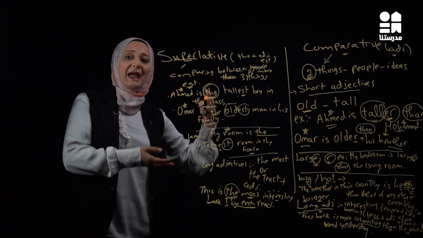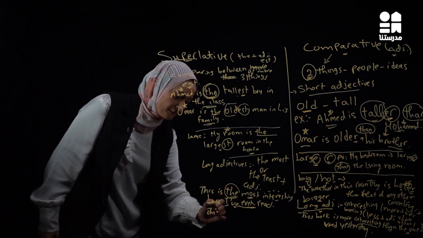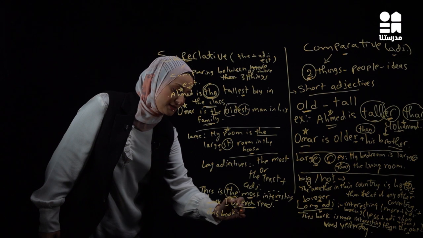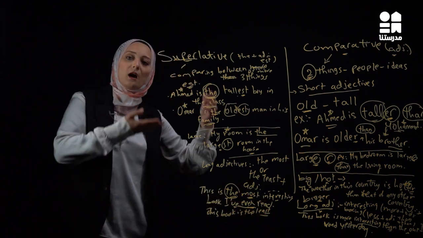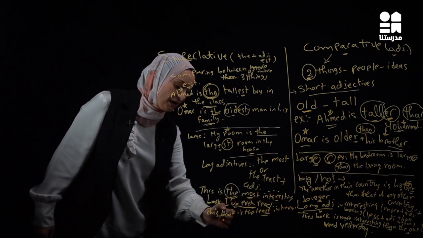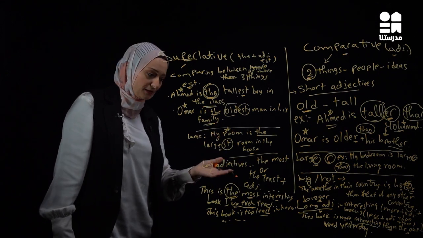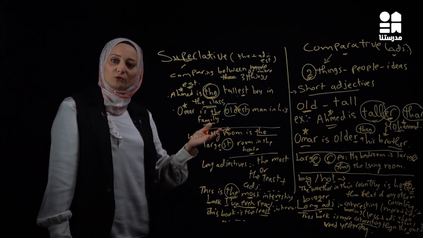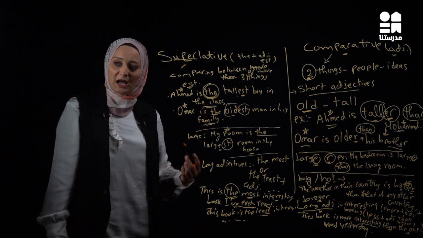طيب لو عايزه اقول الاقل واحد في اللي انا قريتهم، اقلهم، I say this book is the least interesting book I have ever read. Least يعني الاقل. الأقل فيهم the least interesting. And that's the rule for the comparative and superlative. Now let's get to the presentation in order to have practice.